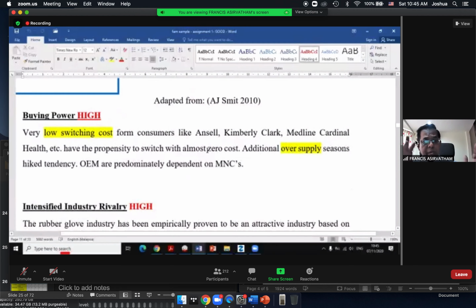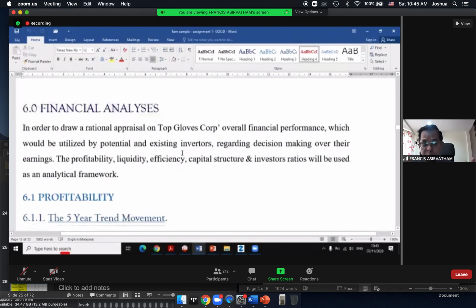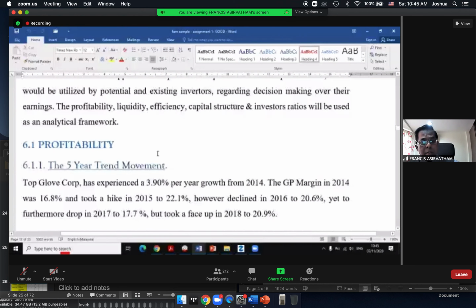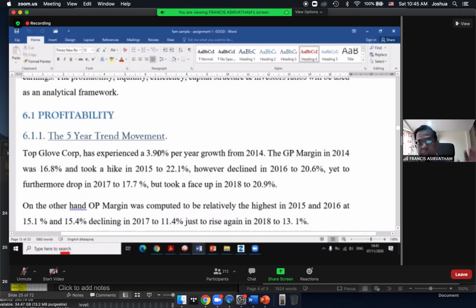Now he comes to financial analysis. So this is very important. Check how they do it, financial analysis. The first analysis we'll look at is profitability.